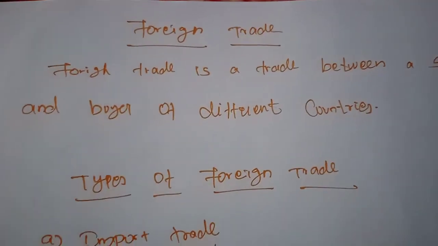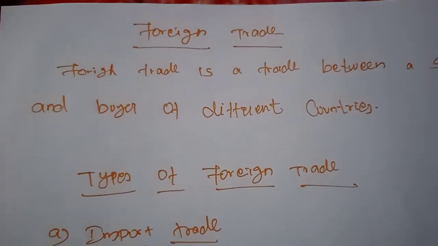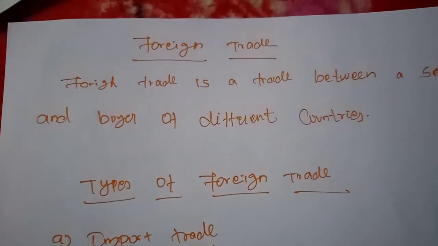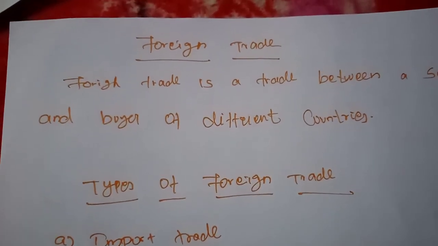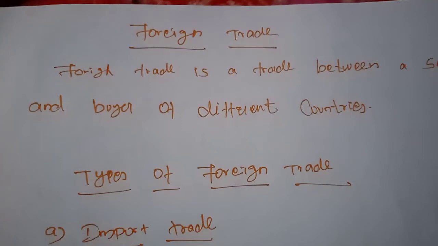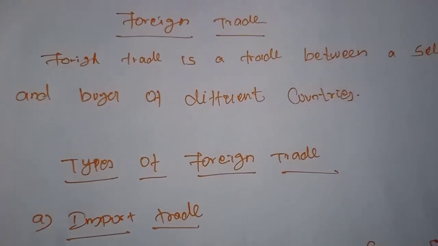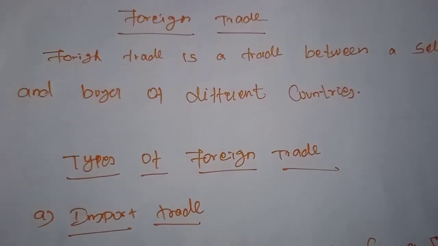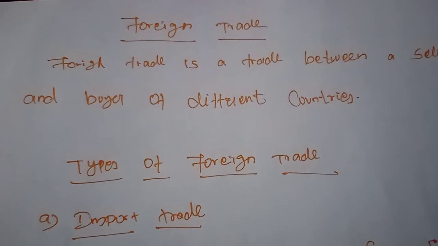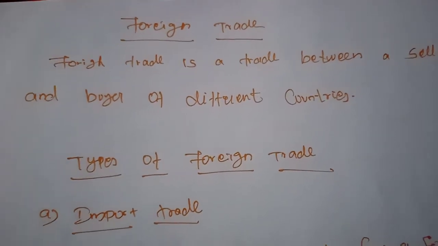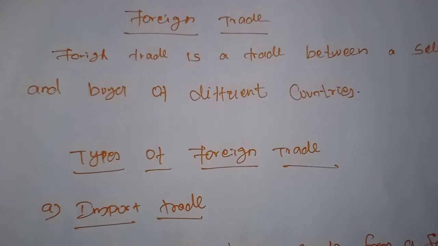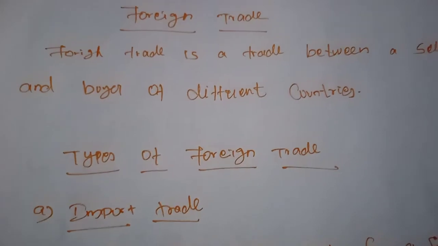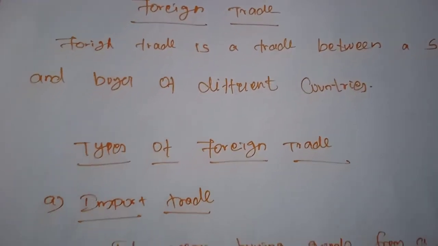Next, foreign trade. Foreign trade is trade between a seller and a buyer of different countries. It involves the exchange of goods and services of one country with another country, because no nation is self-reliant and self-sufficient in all products, goods and commodities. So all nations have to depend on other nations. So the purchasing, buying and selling activities that take place between two countries are considered foreign trade.